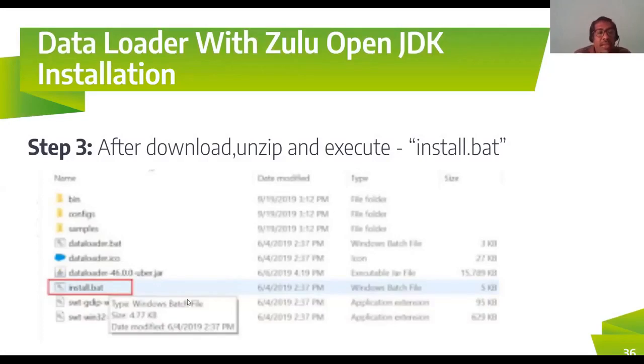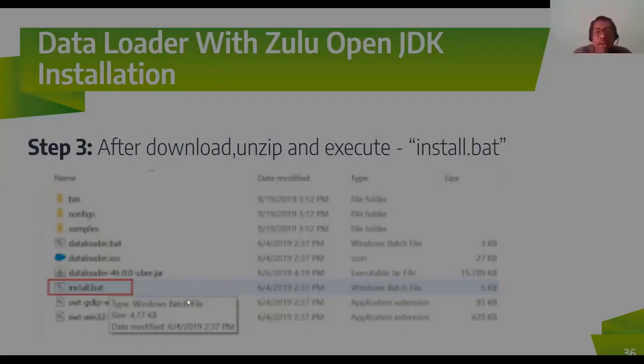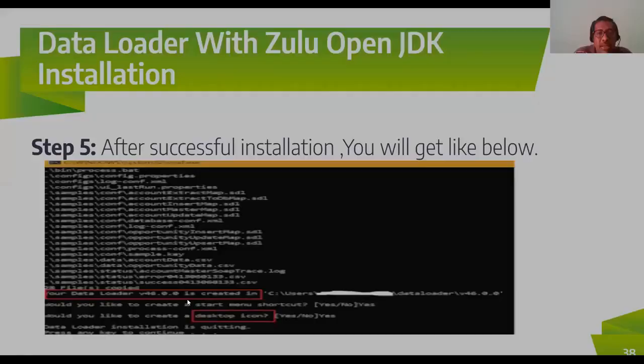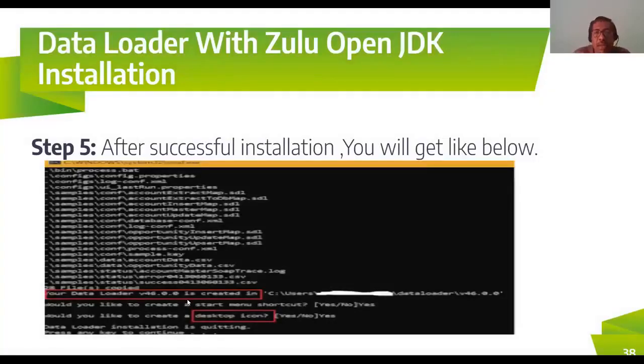Then you can see an install batch file. You double click the batch file, and it will do everything, since everything is written inside that batch file. You're going to install it. Create a new folder, or allow it in the default folder to install. After successful installation, you will get information like this.